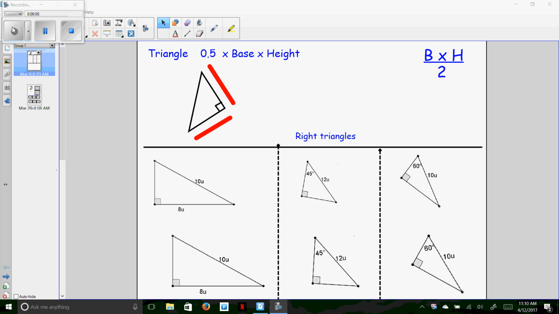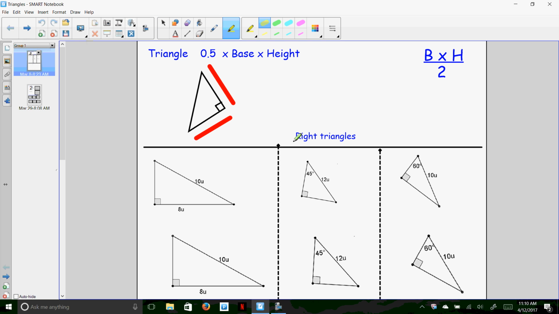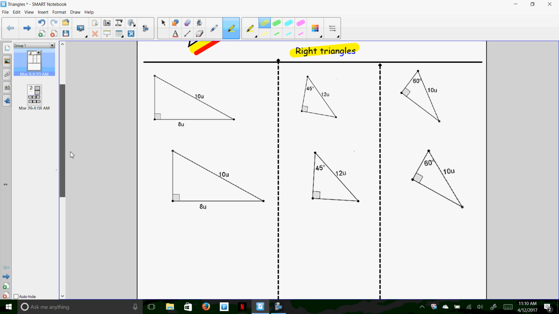All right, so here we are with right triangles. Our first section is right triangles. Area of a triangle is base times height times half, or base times height divided by 2. So when we're working with right triangles, we're always looking for those lines that make the box, make the right angle. So here are 3 examples.